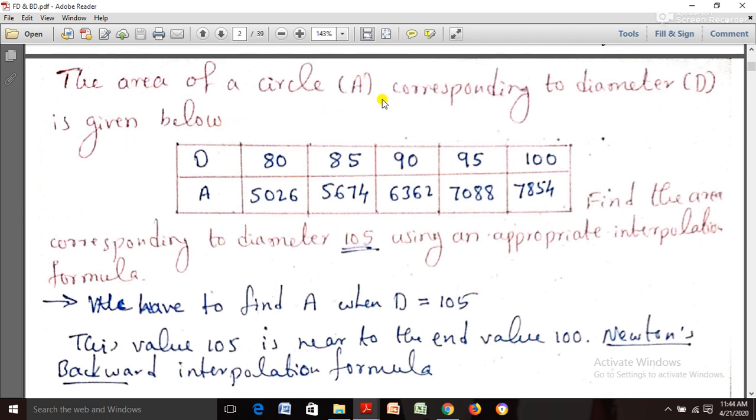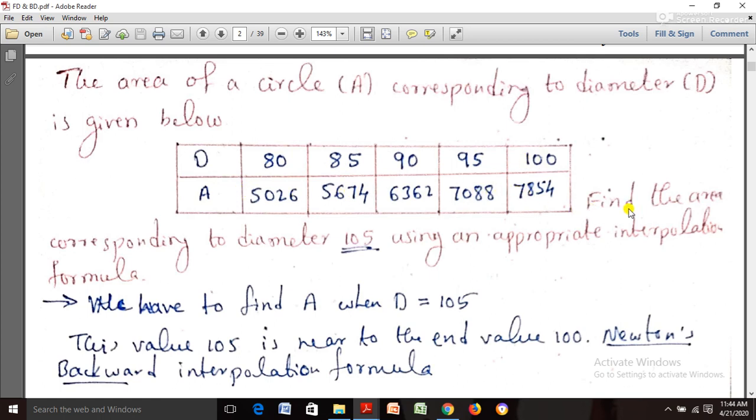The area of a circle A corresponding to diameter D is given below. A means area and D means diameter. The corresponding values are: for diameter 80, the area is 5026; for 85, 5674; for 90, 6362; for 95, 7088; and for 100, 7854. So this is area and diameter, and these are the given values. D means the x values and A means the y values.